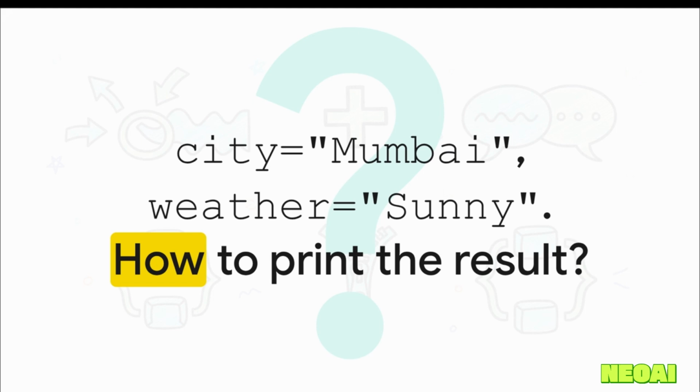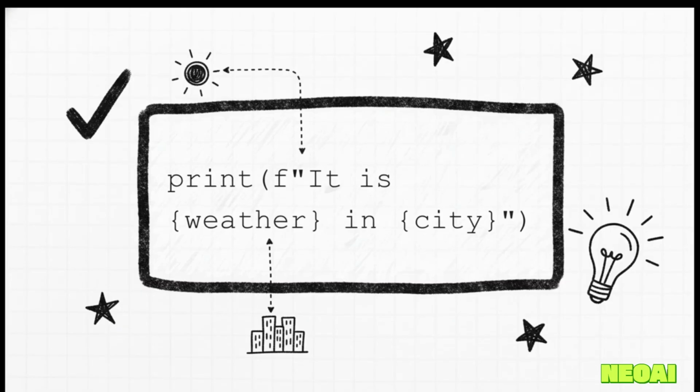You got this. And the answer is right here. It's print, followed by f, then in quotes, "It is {weather} in {city}." See that? You just write the sentence like you normally would and pop the variables right into their curly pockets, exactly where they belong. If you got that right, give yourself a pat on the back. You've officially got the hang of f-strings.